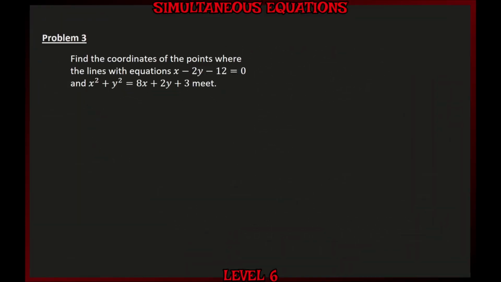In problem 3, we're asked to find the coordinates of the points where the lines with equations x minus 2y minus 12 equals 0 and x squared plus y squared equals 8x plus 2y plus 3 meet. Now, when we're asked to find the coordinates of where two lines meet, what we need to do is solve their equations simultaneously and then write our solutions as coordinates.